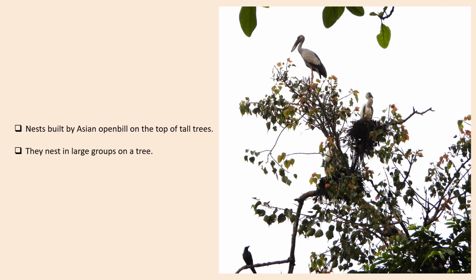This photo actually shows the interaction between Asian openbill and plants, where Asian openbill uses the branches of tall trees to make their nests, and they generally make their nests at the top of the tall trees, and during the breeding season they can be seen nesting in large groups on these trees. So it's also a very important interaction which provides a good environment for the eggs to hatch into little ones.